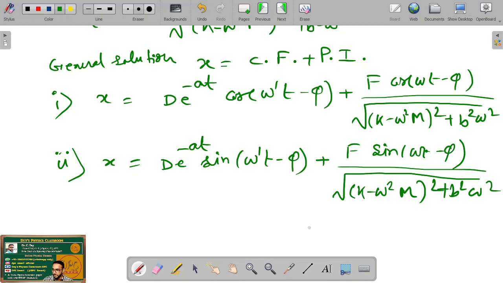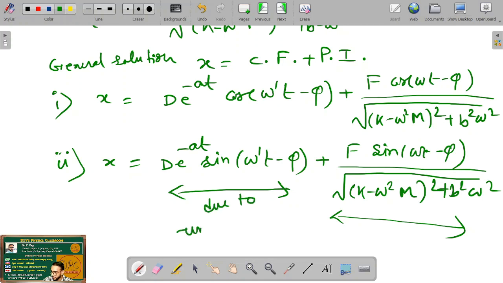Here you have to remember that the forced vibration expression is this one. First part is due to damped vibration, due to under damping, and second part is due to forced vibration. Together both expressions form the general solution for forced vibration under damped or oscillatory condition.